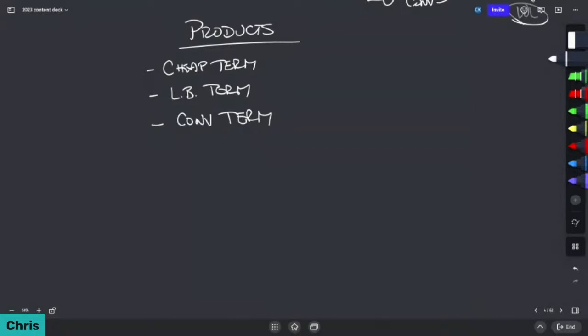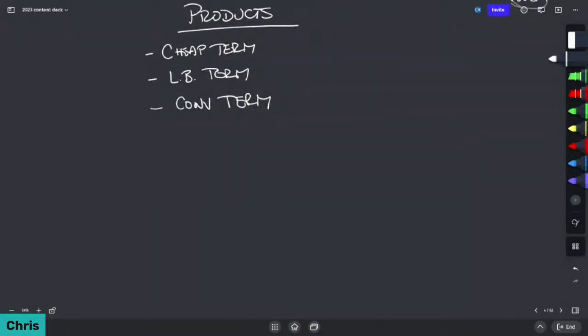Hopefully, as I'm backing up here, I'm slowing down to go fast, right? I'm slowing down to start from the top, and then we'll dive back into execution. But we've got to start with what our product availabilities are and what problems these products all solve. So there's whole life, there's GUL, guaranteed universal life.